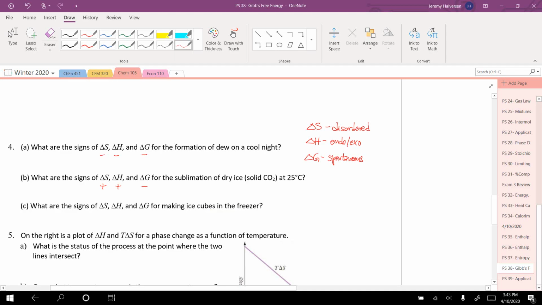And making ice cubes in the freezer. Going from liquid to solid, that's going to become more ordered. So delta S must be negative. And when it goes from liquid to solid, it's going to release heat. So delta H is negative, and that does happen. So delta G must also be negative.